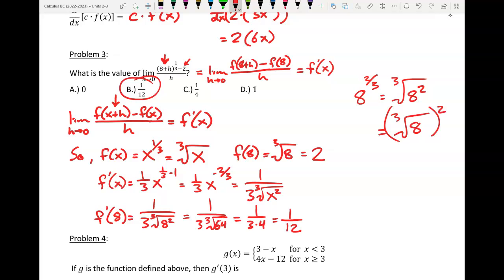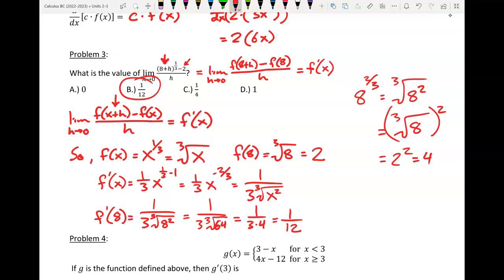What is the cube root of 8? And then 2 squared is 4. Either way, we get 4. Right? You can do the cube root of 8 and then square that, or you can square the 8 as we did over there and then take the cube root. Doesn't matter. Okay? Any questions on problem 3?